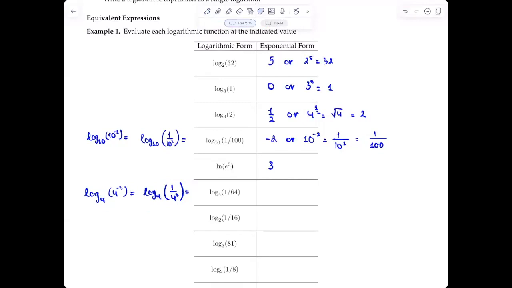So the answer is negative 3 in this case. Or you do 4 to the negative 3 equal to 1 over 4 to the third power, or this is 1 over 64.